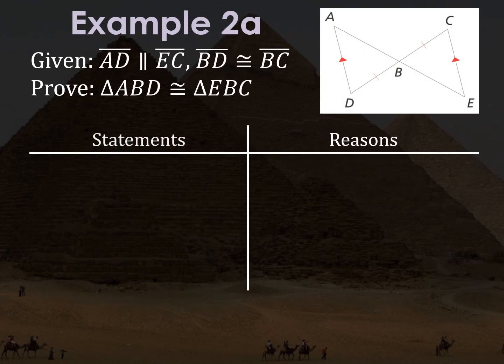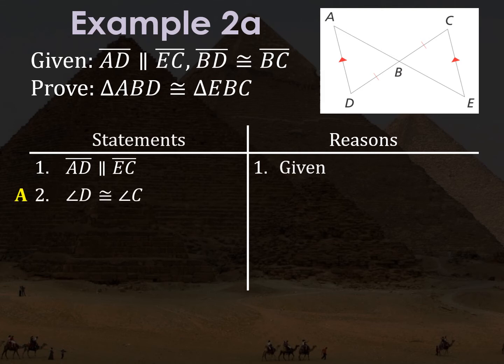All right, here's a proof. Given AD is parallel to EC and BD is congruent to BC, we're trying to prove that triangles ABD and EBC are congruent. So let's start with statement 1. AD is parallel to EC. And that is given.